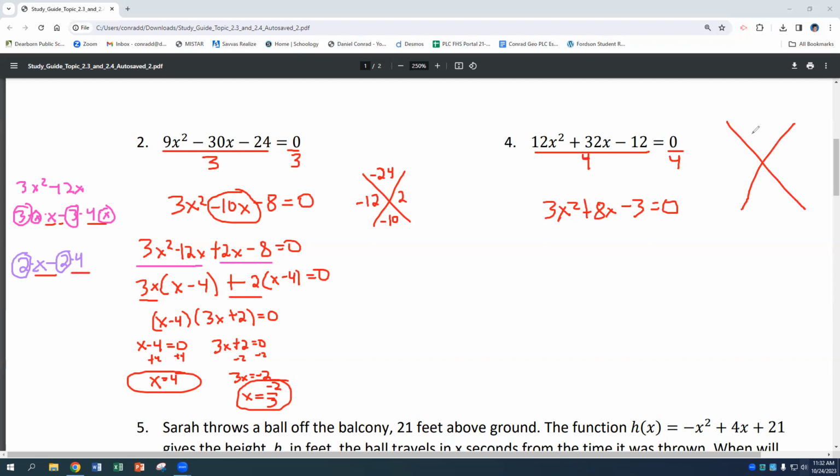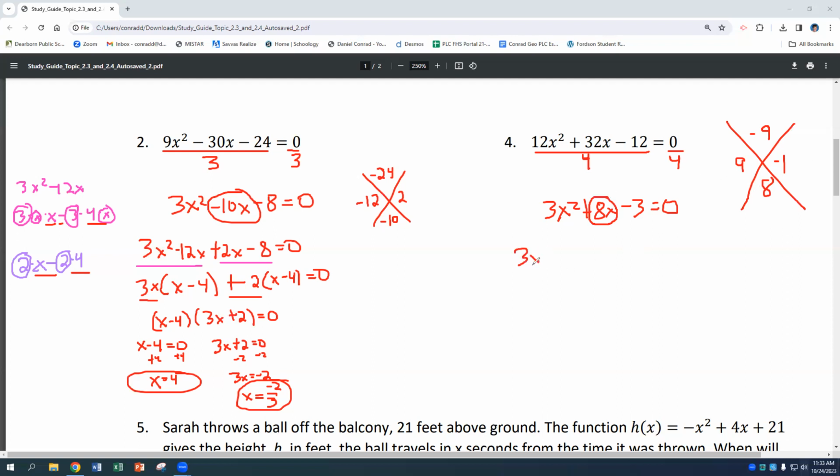So A times C is negative 9, and then B is 8. So I need two numbers that multiply to negative 9, but add to 8. So how about 9 and negative 1? 9 times negative 1 is negative 9. 9 plus negative 1 is 8. So I'm going to split the bx up into 9x minus x.